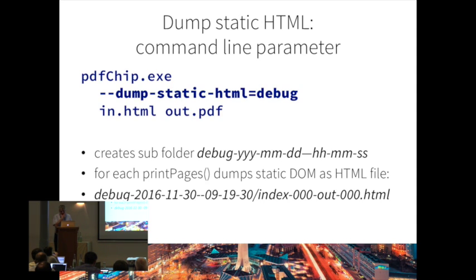A more interesting one, and we have just added that to pdfChip, is the possibility to dump a static representation of the content in the HTML file at a certain point in time. Especially if you have a printing loop, where each time you go through the loop you create another two pages and another two pages and so on, and then you find out after like the 15th iteration that something strange happens.